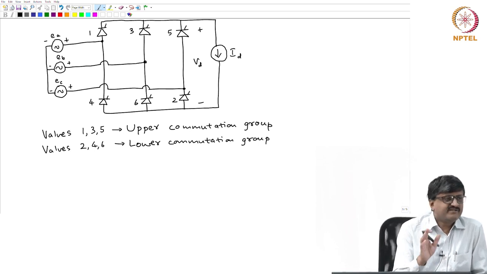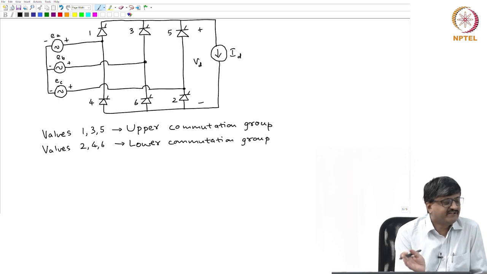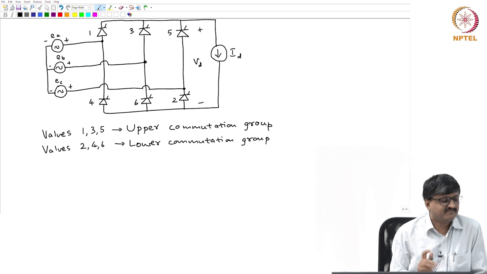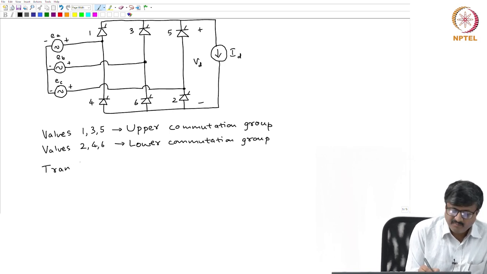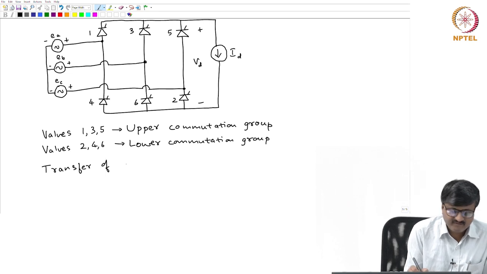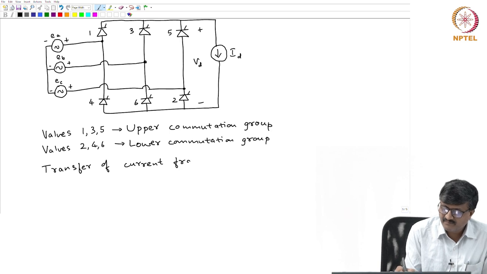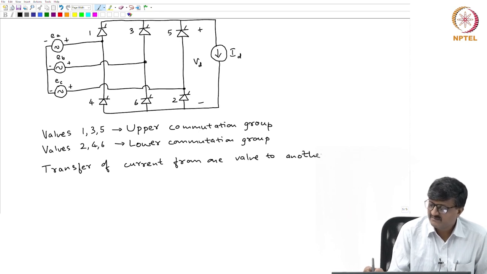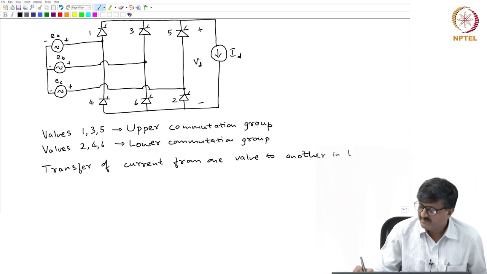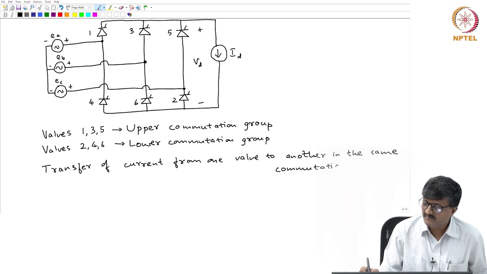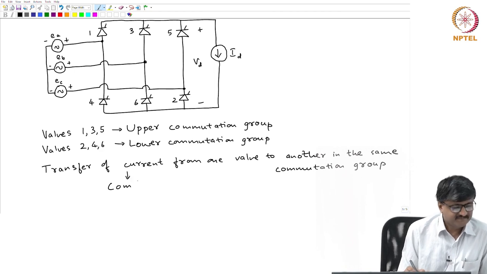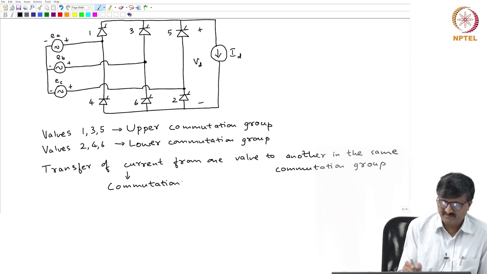So, there is some instant at which the transfer of current happens from one thyristor to the other in the same commutation group. The transfer of current from one valve to the other is known as commutation. So, we use the word commutation to mean transfer of current from one valve to another in the same commutation group. So, this is called commutation. The word commutation is actually used to mean this.